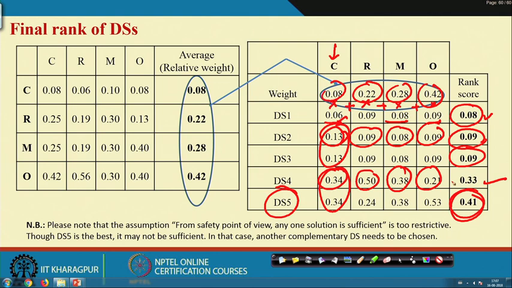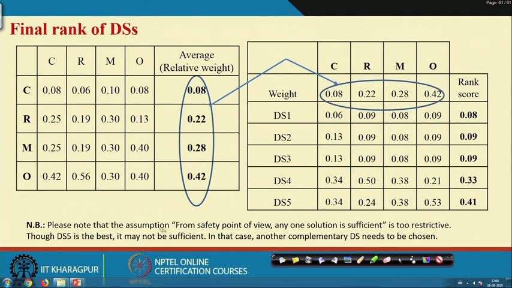Please keep in mind that for the calculations given here, you should check if there is any mistake in computing through the calculator, and rectify it. But I hope you understand the procedure, and using this procedure you will be able to find the best design solution. A few important things: please note that the assumption, from the safety point of view, that any one solution is sufficient is too restrictive. Though DS5 is the best, it may not be sufficient. In that case, another complementary DS needs to be chosen.